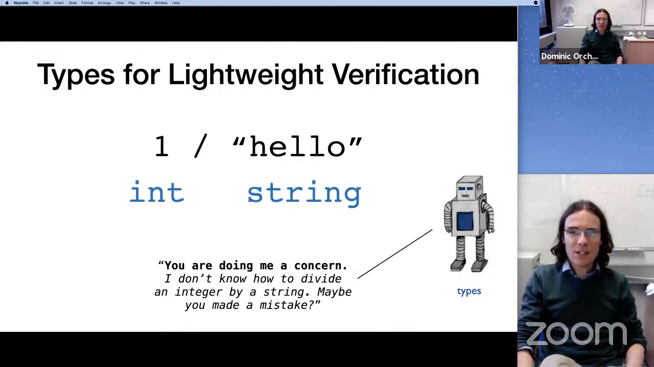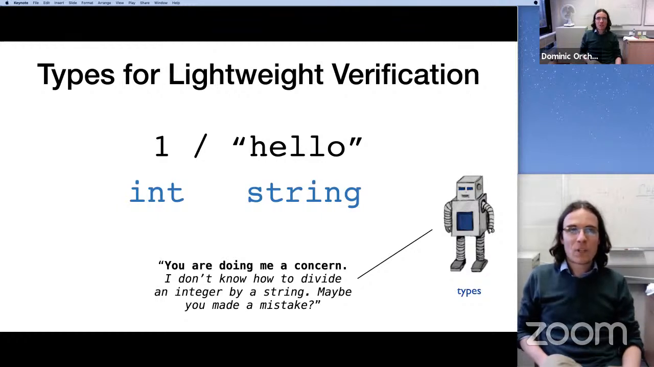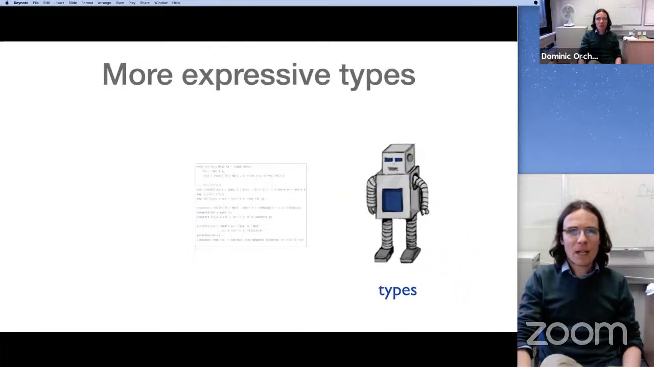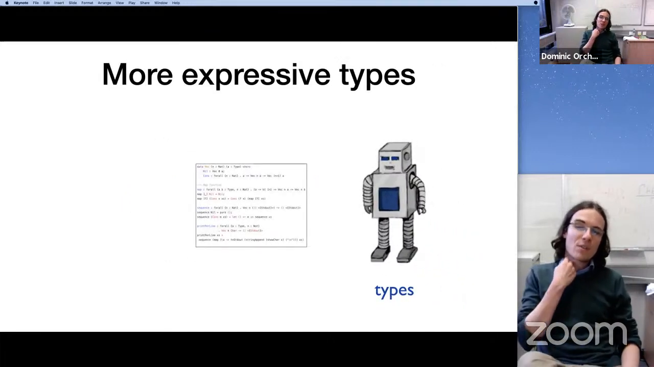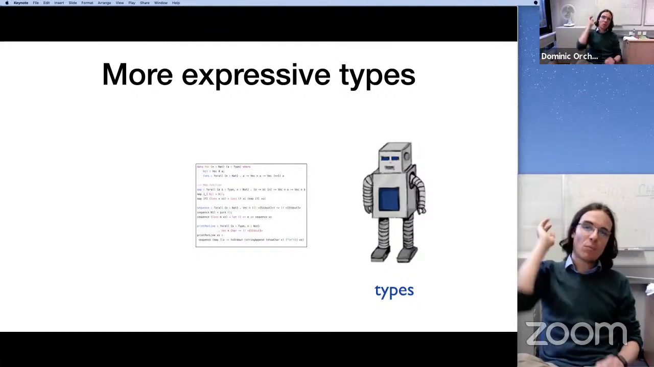And this kind of type system is really prevalent. Languages like Java and C and C# and C++ have something like this. But what we're all about in this research project is trying to make types more expressive.